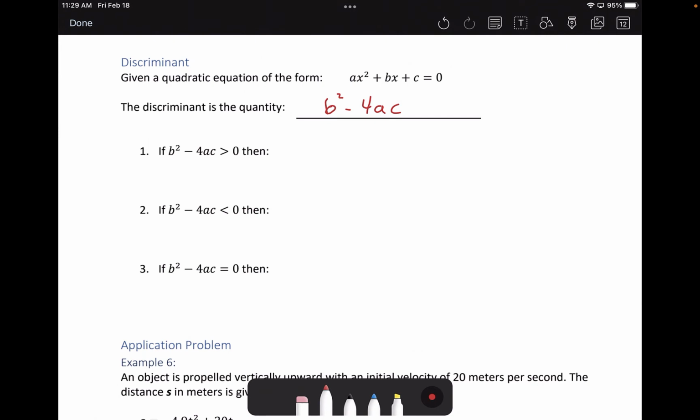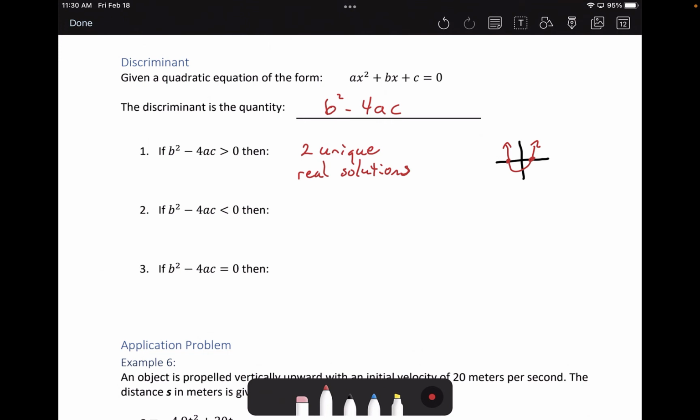If b squared minus 4ac is positive, that means we have two unique real solutions. Two unique real solutions means the graph crosses the x-axis twice. So you have these two x-intercepts, or real solutions.